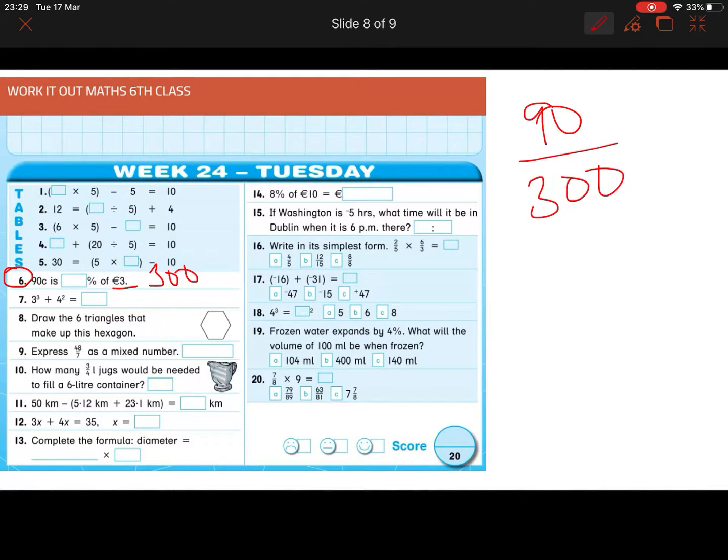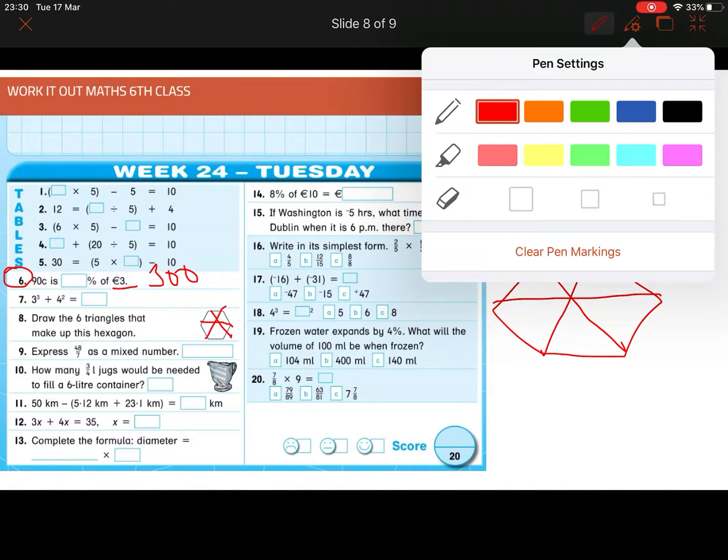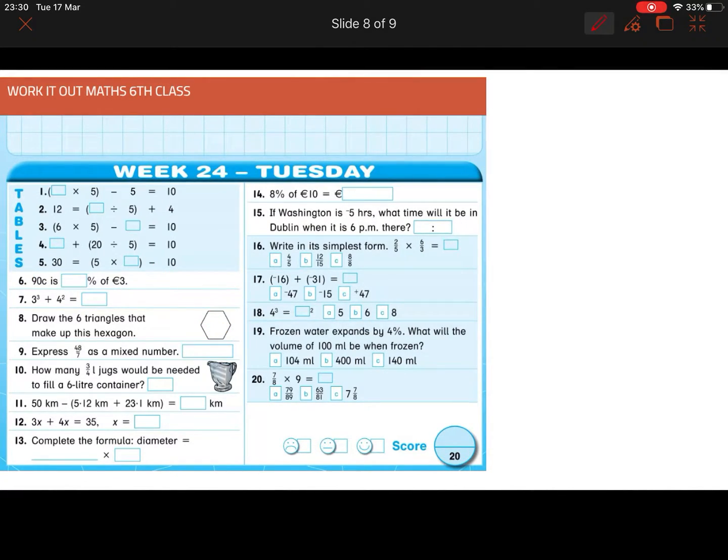It's going to be tricky for you to draw the 6 triangles that make up a hexagon. So that's not a very good example either. But I'll show you what it looks like roughly. Okay, so there's the 6 triangles there. It's going to be tricky for you to do that from home.